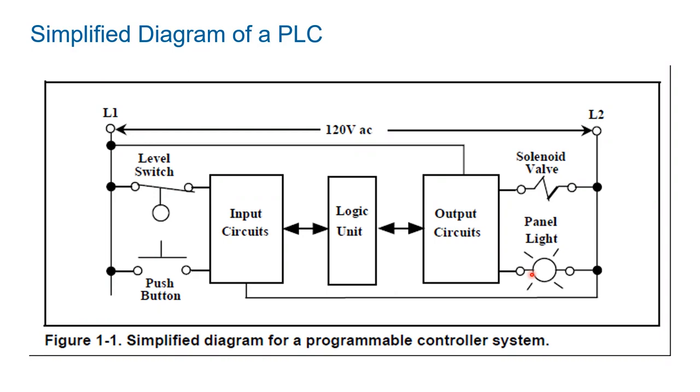So here's those two rails of the ladder we saw earlier, right? The L1, the L2, plus, minus. We're going to have our inputs wired to the input card on the PLC. All PLCs will have various input cards. It could be discrete, like these are discrete, or it could be analog.